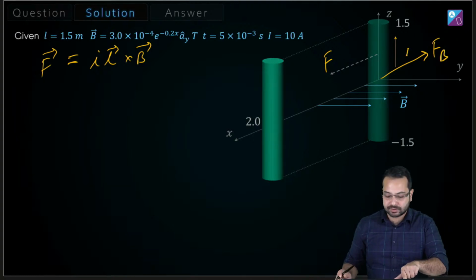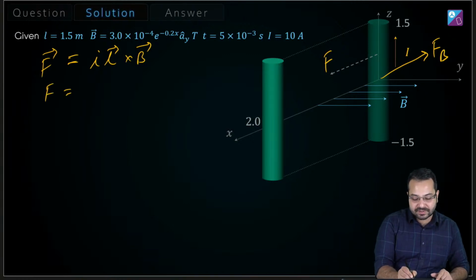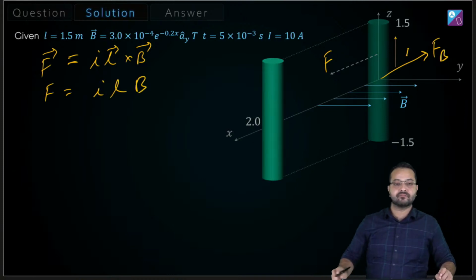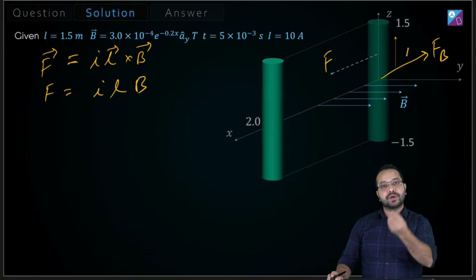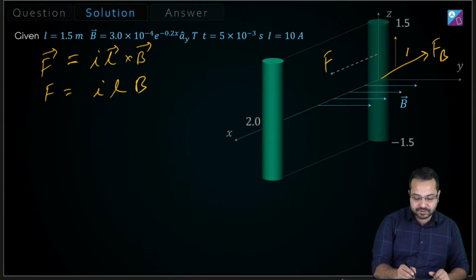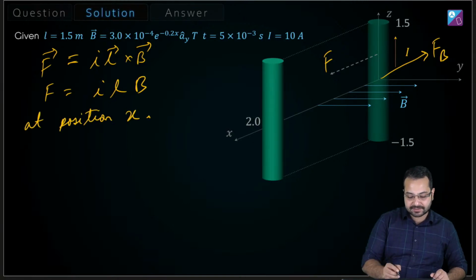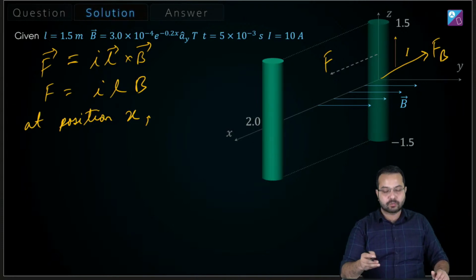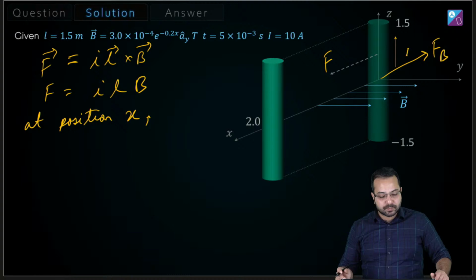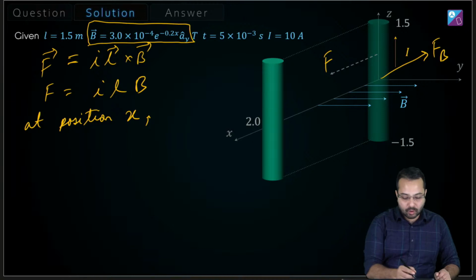Perfect. Now we can see that the direction of L and the direction of magnetic field are perpendicular to each other. Current is along z direction, magnetic field is along y direction, which tells me that force is going to be ILB. But B is going to vary with the position, so the force is also going to vary with position. But what will be the force at position x? Let's say between x equal to 0 to x equal to 2, there is some position x. So at position x, the magnetic field would be given by this. So what will be the force?